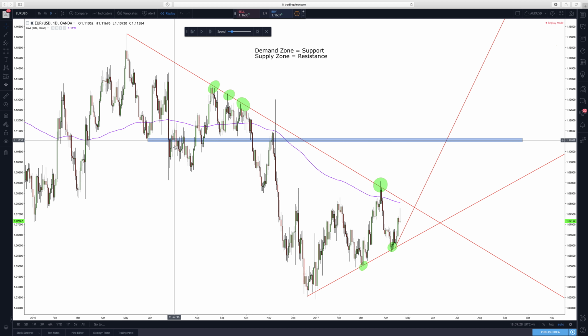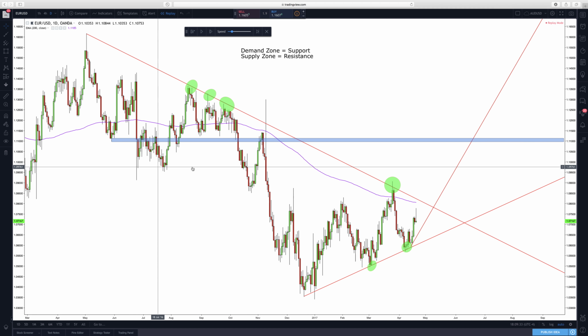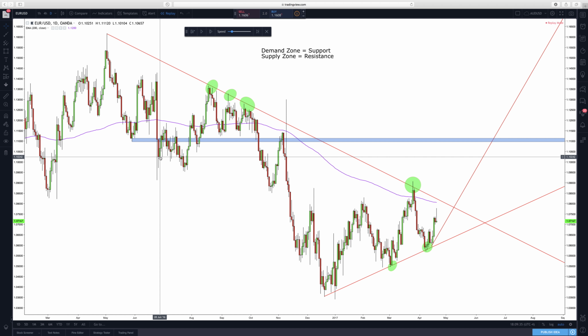And sometimes you got to zoom in. In this area, it would have seemed kind of sloppy. But if you zoom in and you really pay attention to these candles, you could see that price broke through, came up.